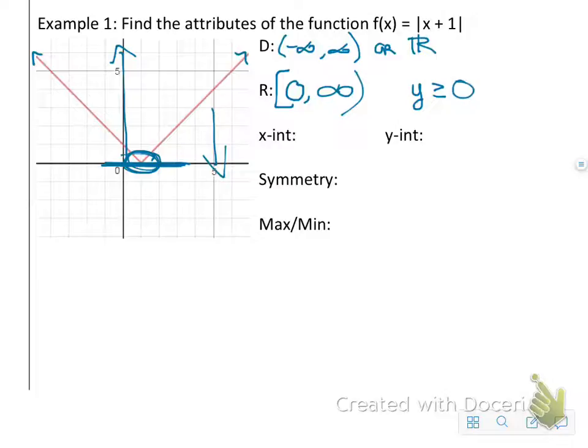Now your x-intercepts. Where does it cross the x-axis? Where does it touch the x-axis? Well, right there. Touch the x-axis, right there. And that is the point 1, 0.